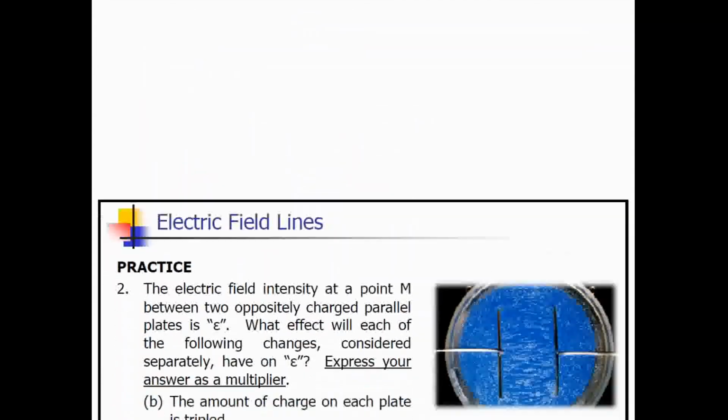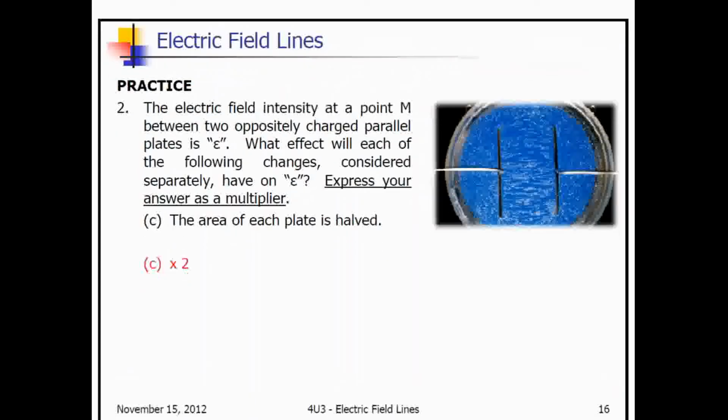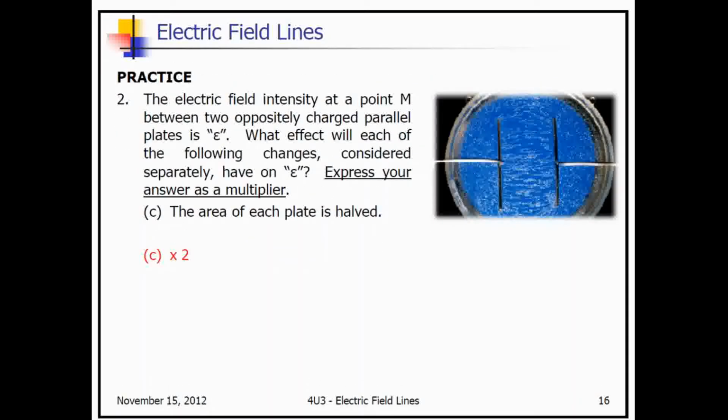Next question. If the amount of charge on each plate is tripled, so if we triple the Q on these plates, we would triple the epsilon. The electric field would triple in strength. If we halve the area of the plates, it's inversely proportional. So if we halve the plates, it's essentially the same as dividing by 0.5. And dividing by 0.5 is the same as multiplying by 2. So we double the strength of the electric field.